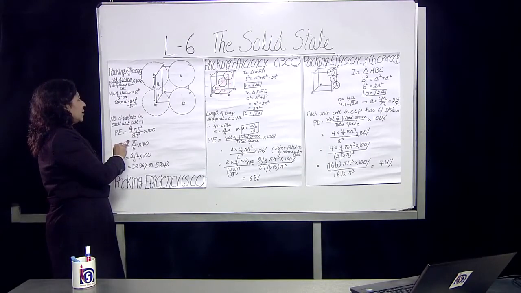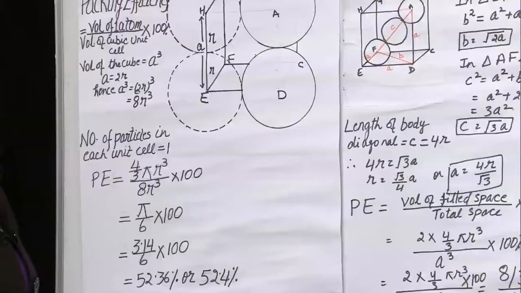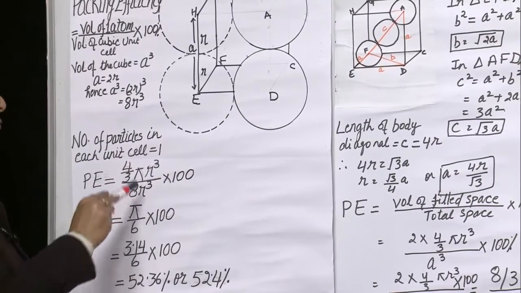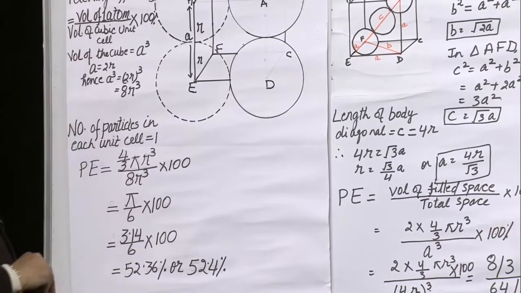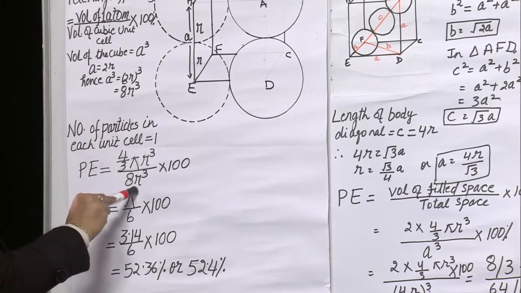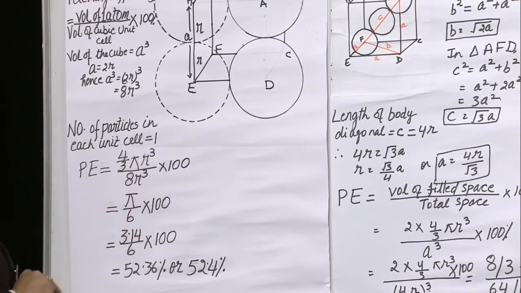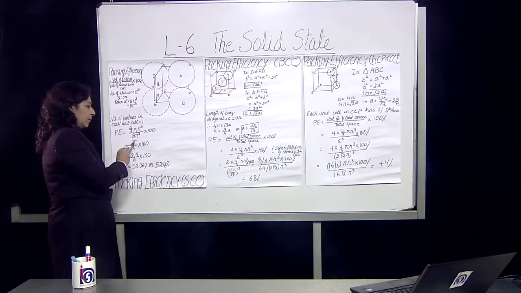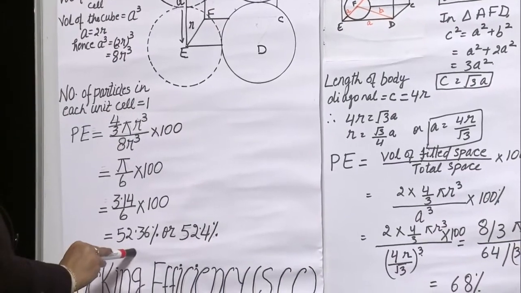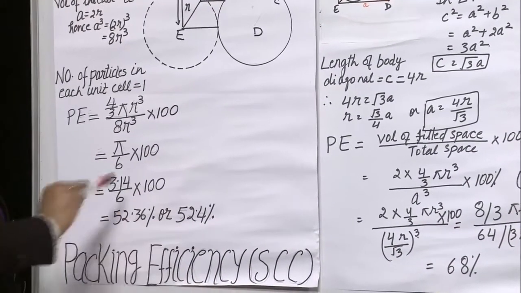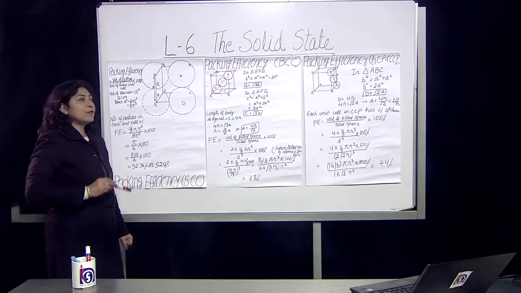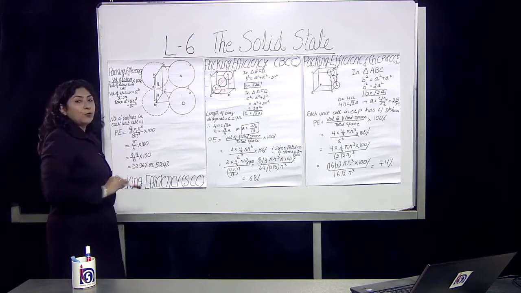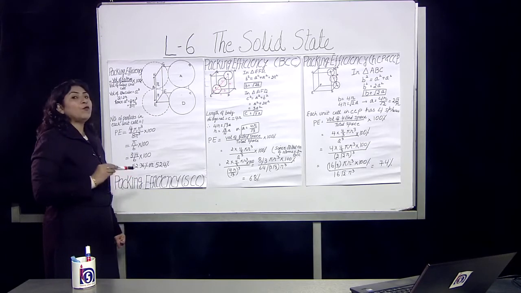Now, let us put this in our formula. Packing efficiency is the volume of one atom. You know the volume of one atom or sphere is 4 by 3 pi r cube, divided by the volume of the cubic cell, which we have already taken as 8r cube. Keeping the value of pi as 3.14, we get 52.36 or 52.4%. So, this 52.4% is the packing efficiency of the simple cubic cell. It means the remaining parts are the voids.